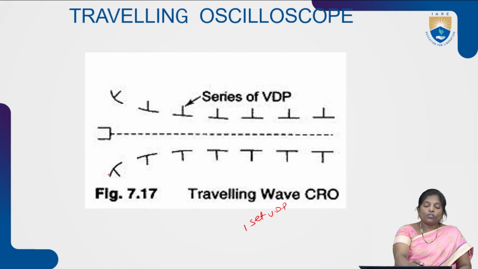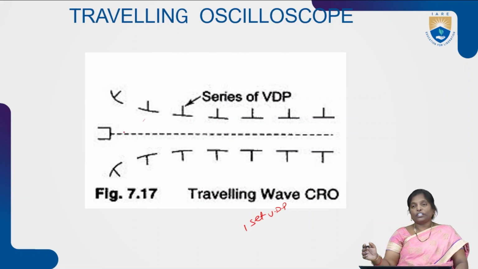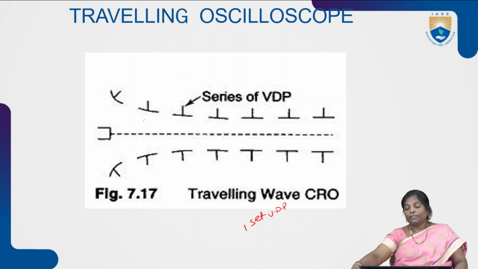So throughout the CRT, if we place a series of vertical deflection plates, then according to the frequency of operation, the electron beam will meet the particular vertical deflection plate. In parallel, the horizontal deflection plate has the input from the horizontal amplifier, and finally it produces the output on the CRT screen.